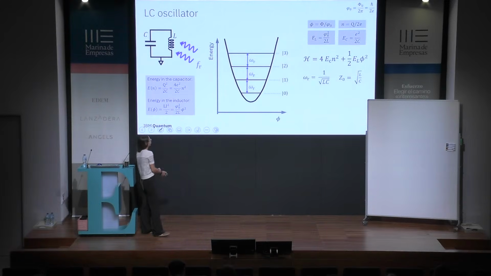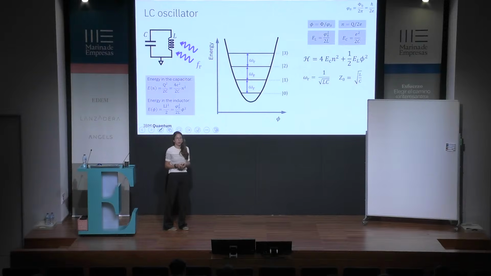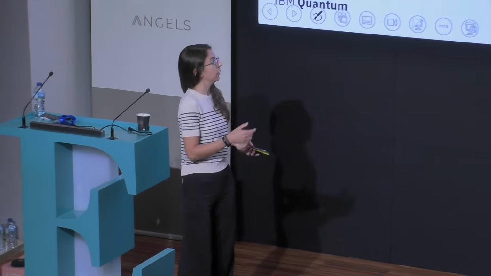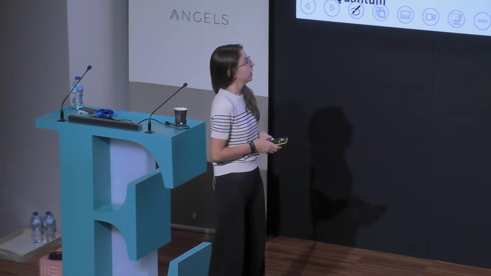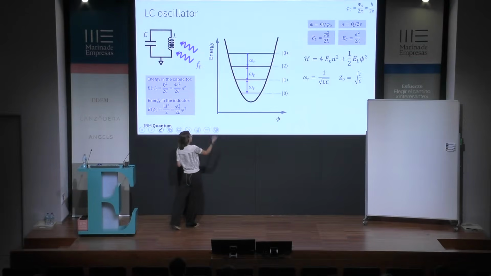If you drive your circuit, your LC oscillator, with a certain frequency, and you choose that to be resonant with the 0 to 1 transition, you will excite excitations up to higher energy levels. But one could think that we already have something that looks very similar to a qubit here, right? We have a 0 state and a 1 state.